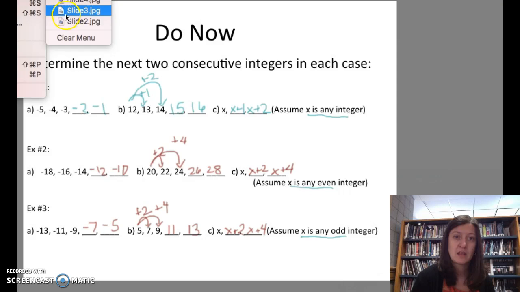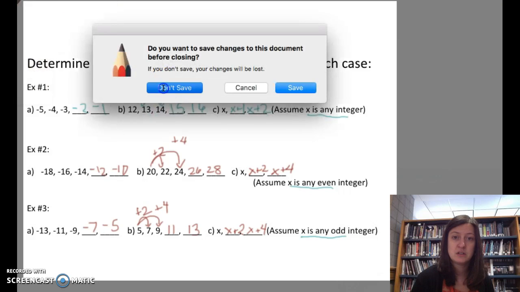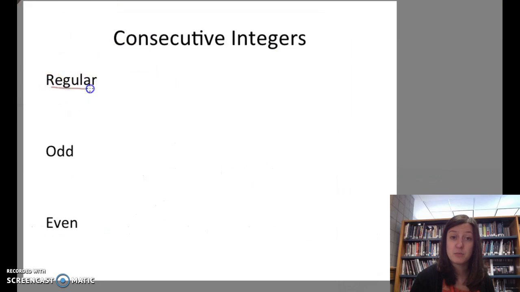Okay? So regular numbers, if it just says consecutive integers in a word problem, your numbers are going to be things like 1, 2, 3, and 4, for example. Whatever your starting number is, you're going to add 1, then add 2 to your starting number, then add 3 to your starting number, and so on.